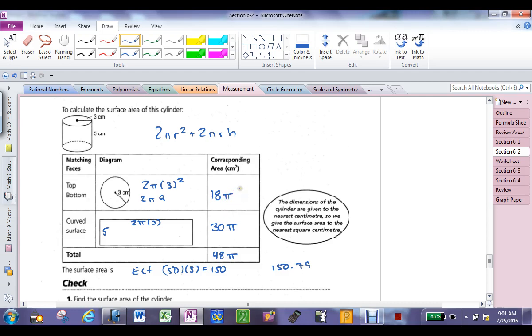Here's what I mean. First of all, punch this into your calculator: 2 pi r squared plus 2 pi r h. See if you can actually get the right volume. So it's 2 pi 3 squared plus 2 pi 3 times 5. Punch that into your calculator and see if you get 150.79. Make sure you can do it in one shot without writing anything down. Because now you know what the answer is going to be.